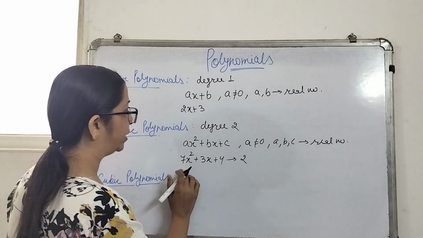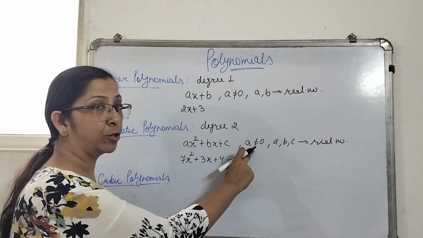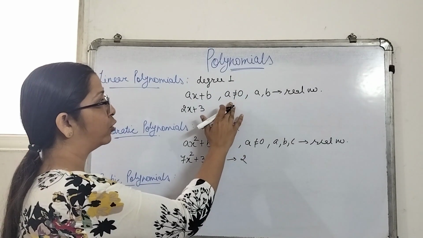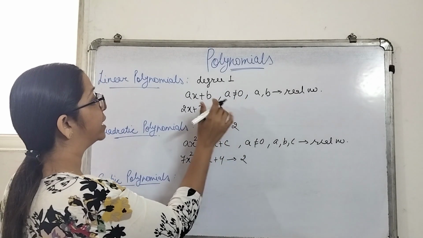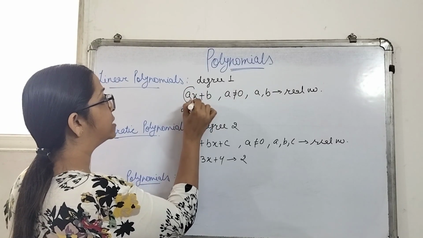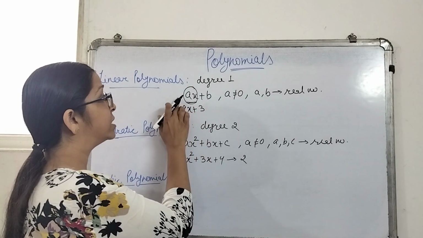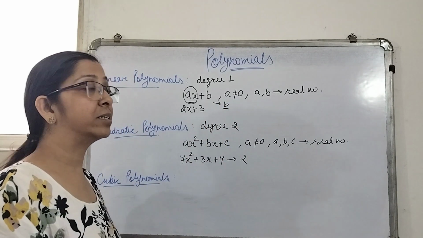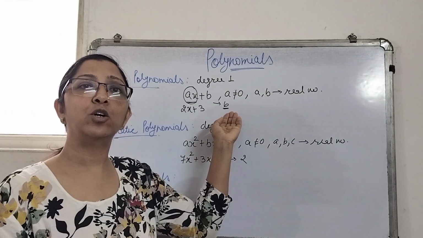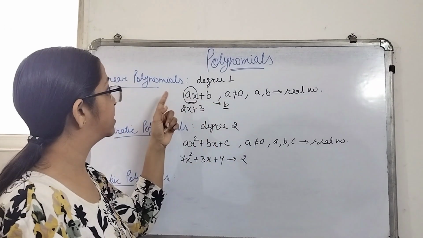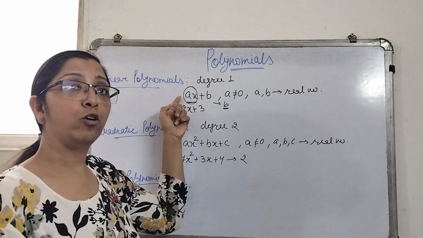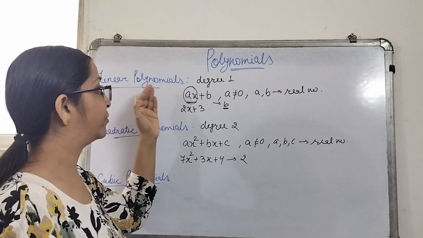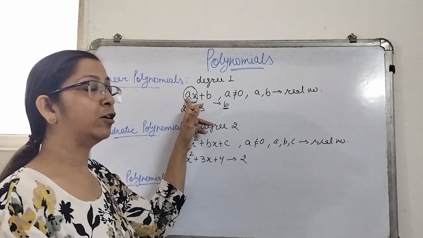If we look over here, we are saying that a should not be 0. Here we have said that a is not 0, meaning a cannot be 0. Why is it so? Because if a is 0, this term will turn to 0. And if this term is 0, the remaining will be b only, and b is a constant polynomial. It is not a linear polynomial. That's the reason the value of a cannot be 0 in ax plus b for a linear polynomial. If it is to be a linear polynomial, then a cannot be 0.